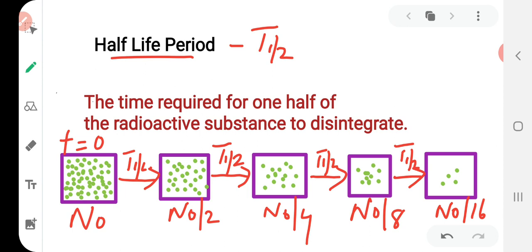That is, at the end of one half-life, the number of atoms present in the sample will be reduced to 50%, or its mass will be reduced to 50%. And by the end of 2 T halves, the number of atoms or mass of the sample will be reduced to 25%, and then it is reduced to 12.5% and so on.